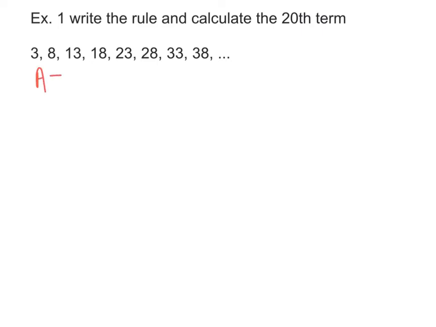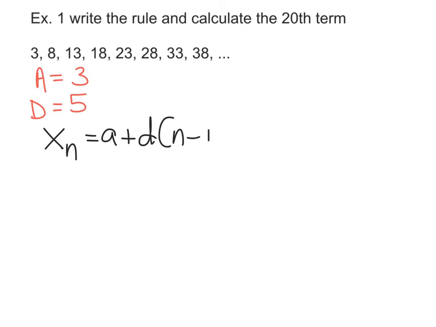So I know A is equal to 3 because A is my first term. I know the difference that's happening every single time. If you look, they're having 5 added every single time. So I'm going to say D equals 5. Now let's not forget that formula, x sub n is equal to A plus D, parentheses, n minus 1. So now I need to plug things in.